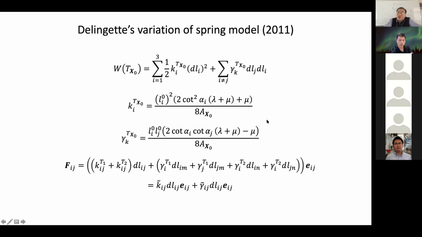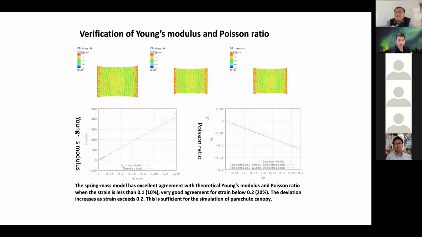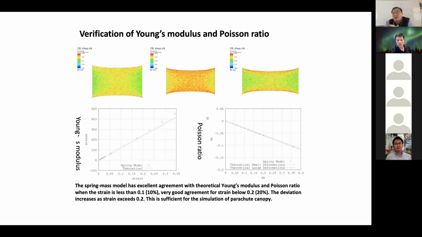It makes the model much more complicated, however, it gives you very good Young's modulus as well as Poisson ratio to represent the realistic fabric surface. And later we also found out that Poisson ratio is not very important in parachute simulation either. Now, why do I say that?